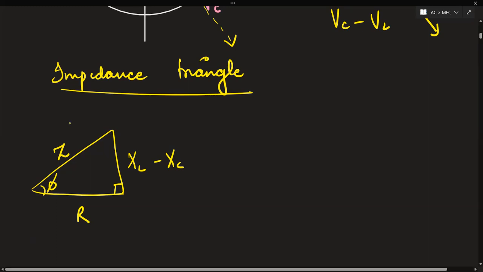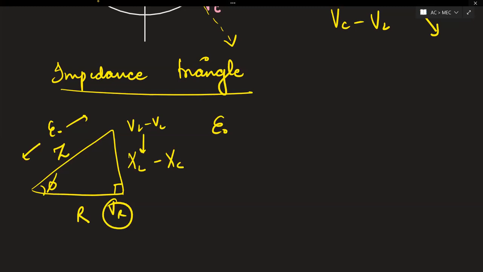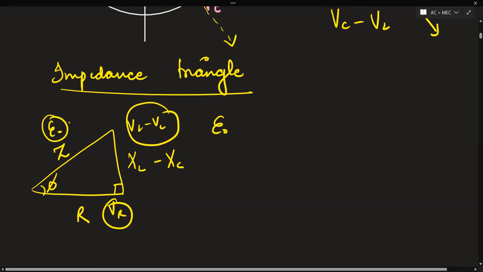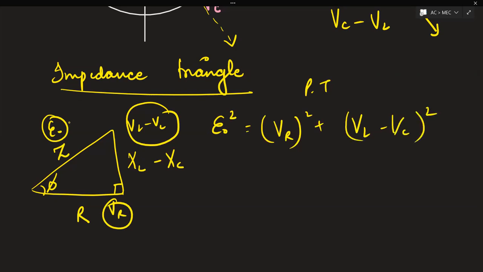Let's say the resultant potential is E naught. E naught is this, this side is VL minus VC, and this is VR. Fine. These are the potentials, this is the potential for this side. So if you apply the Pythagoras theorem, E naught square will be equal to VR square plus VL minus VC whole square, right?